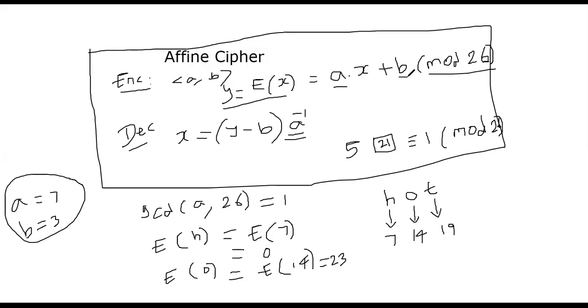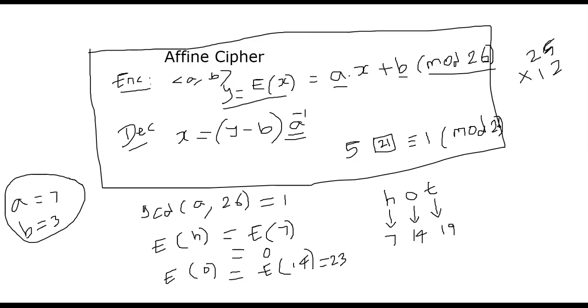What are the possible values of A? All elements that are relatively prime to 26. There are only 12 such elements. So A cannot be an even number, otherwise the inverse won't exist. So A has to be an odd number. A cannot be 13 also, because 26 is a multiple of 13. So there are only 12 numbers possible for A, and B can be any value from 0 to 25.